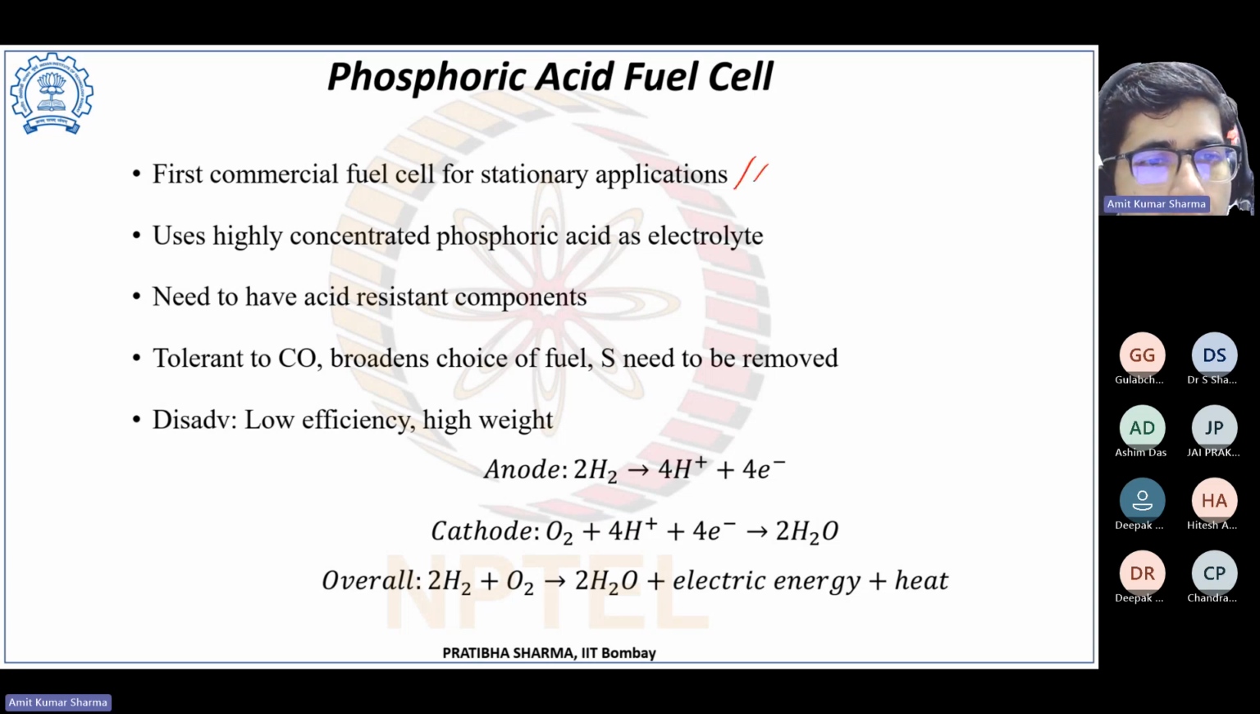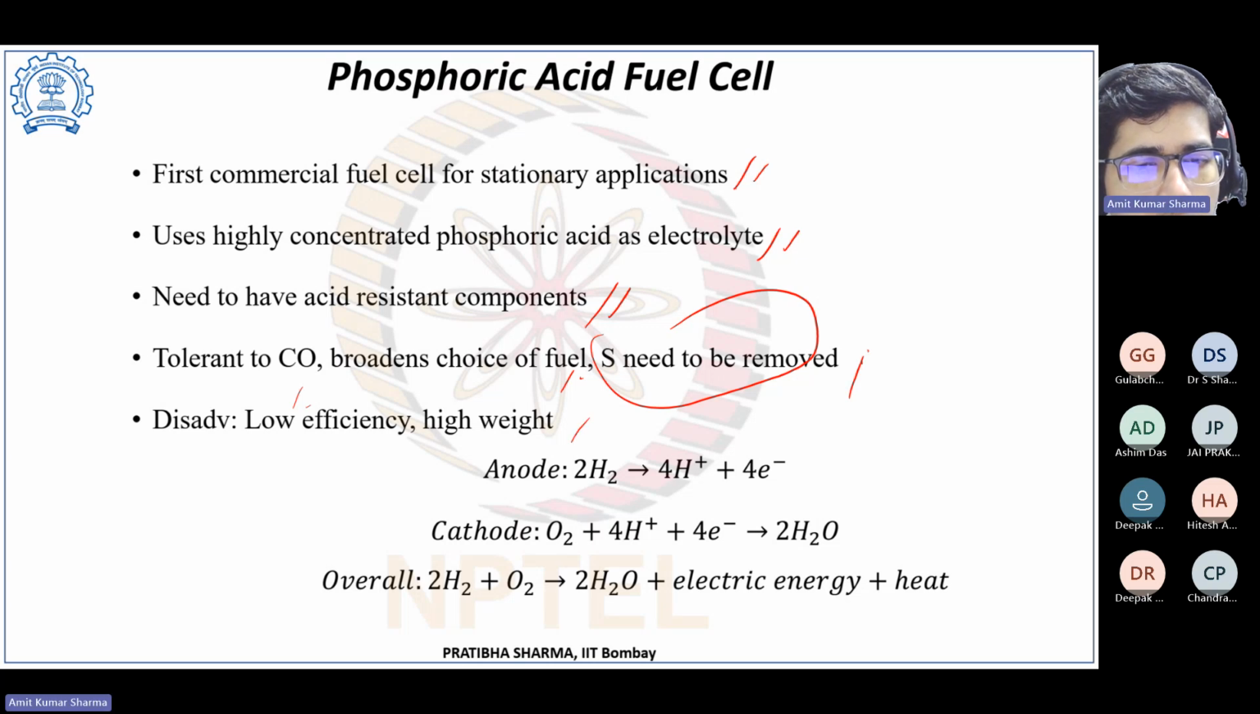Uses highly concentrated phosphoric acid as electrolyte. Need to have acid resistant components because we are using the phosphoric acid. Tolerant to CO. Prudent choice of fuel. Sulfur needs to be removed. Sulfur is a limitation.